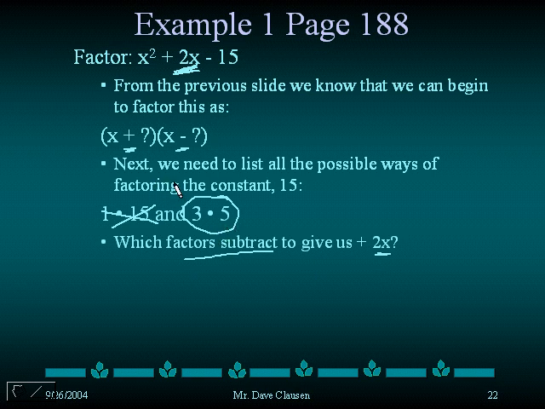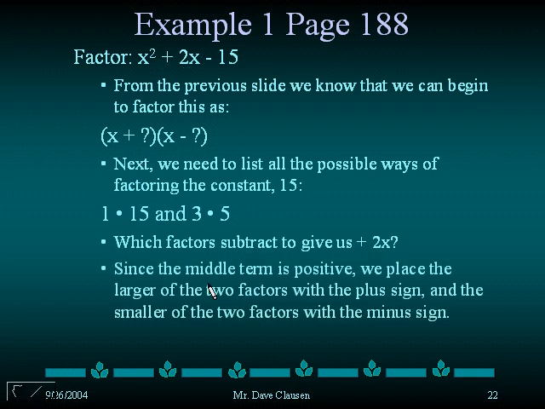The question is, do we put the 3 in front of the plus or in front of the minus? To answer that, we'll look at the 2x. It's a positive 2x. So in that case, we have to put the larger number with the plus sign if we want to get positive. So since that middle term is positive, we place the larger of those two factors in front of our factor term with the addition sign and the smaller with the subtraction sign.